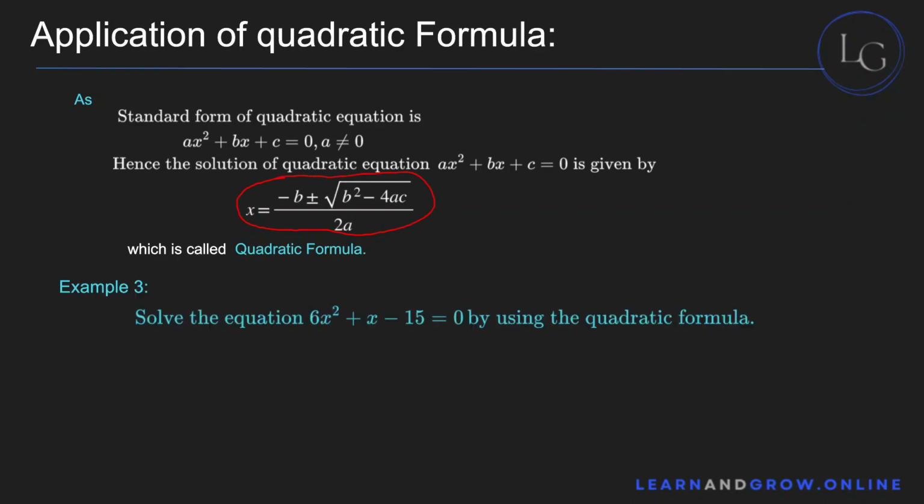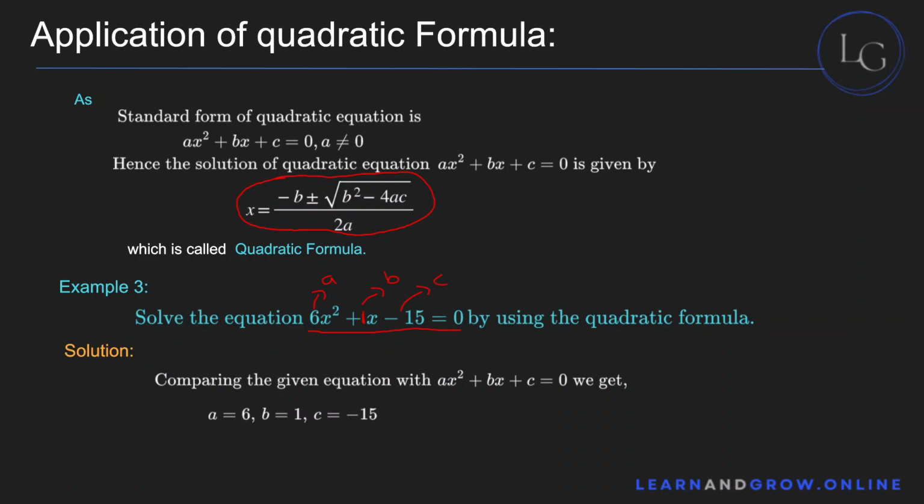Now, this is called the quadratic formula, and we have this example here. You can see that the value of A here is 6, the value of B here is +1, and the value of C here is -15. So you have these three values, and you'll plug these values into this equation here to get the values of x.